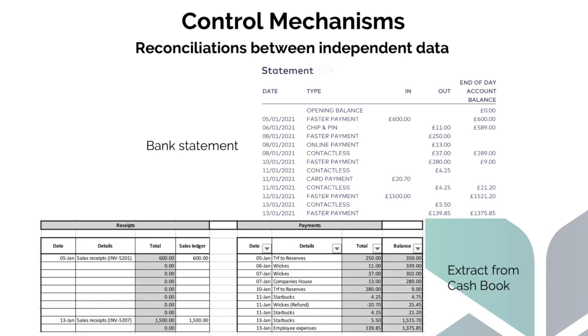This is an extract from your cash book. Every single transaction on your cash book reconciles back to every single transaction on your bank statement. And if you look at the balance on the last day, 13th of January, 1375.85, 13th of January, 1375.85. So we're happy that those both agree. That is the control mechanism for the first point of control, which is cash and ledgers. Independent data is the key.